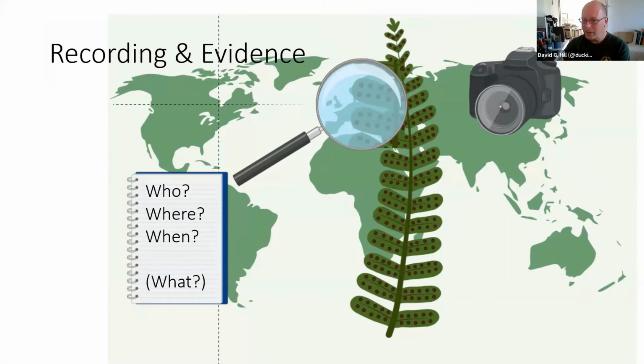So who's recording it, where did you find it, and when did you find it? If you know what it is, great. If you don't know what it is, don't worry. Plenty of people are able to help with ID, either on Twitter, or you can email pictures to Covnard or myself. And we're more than happy to help with ID, or tell you what you need to do to confirm your ID.